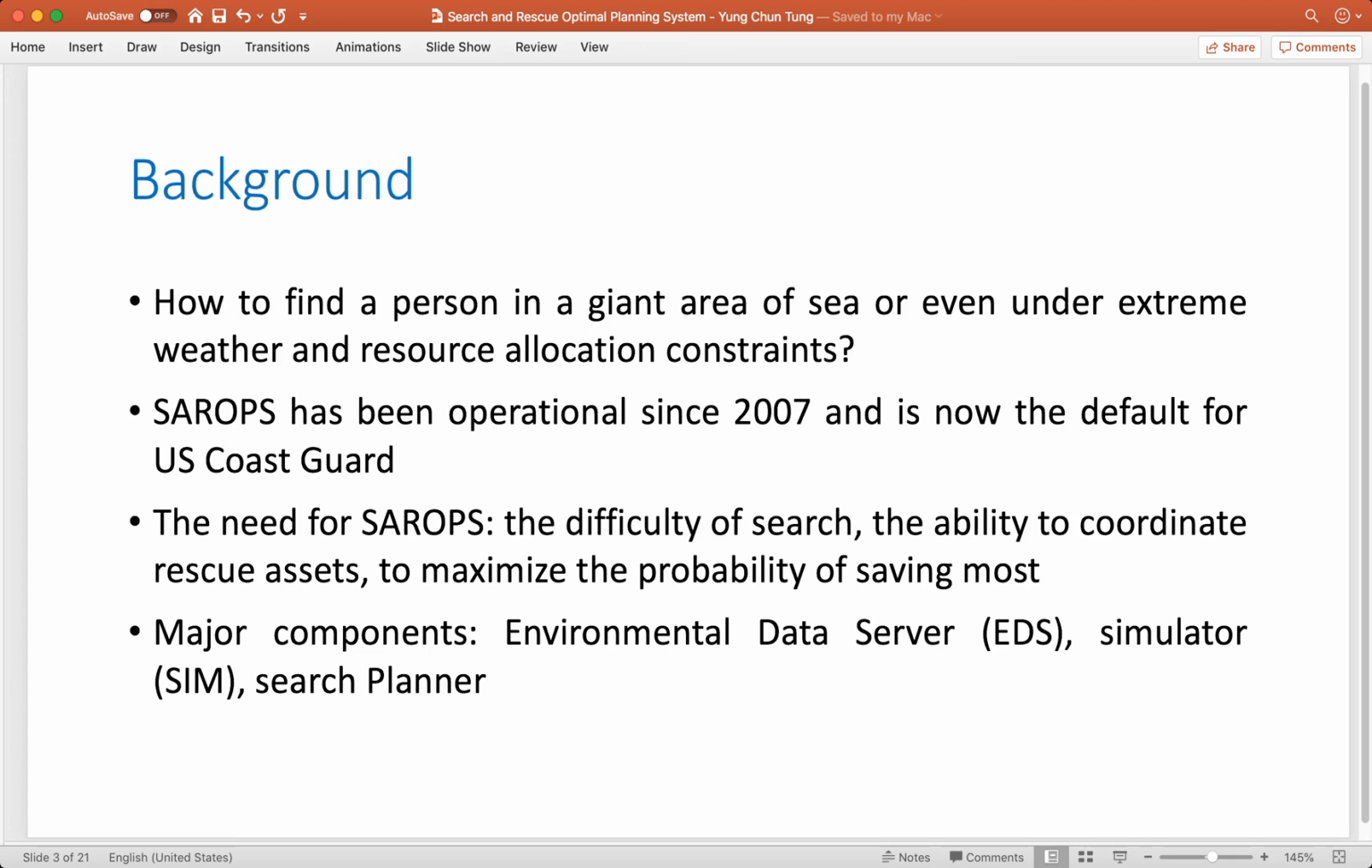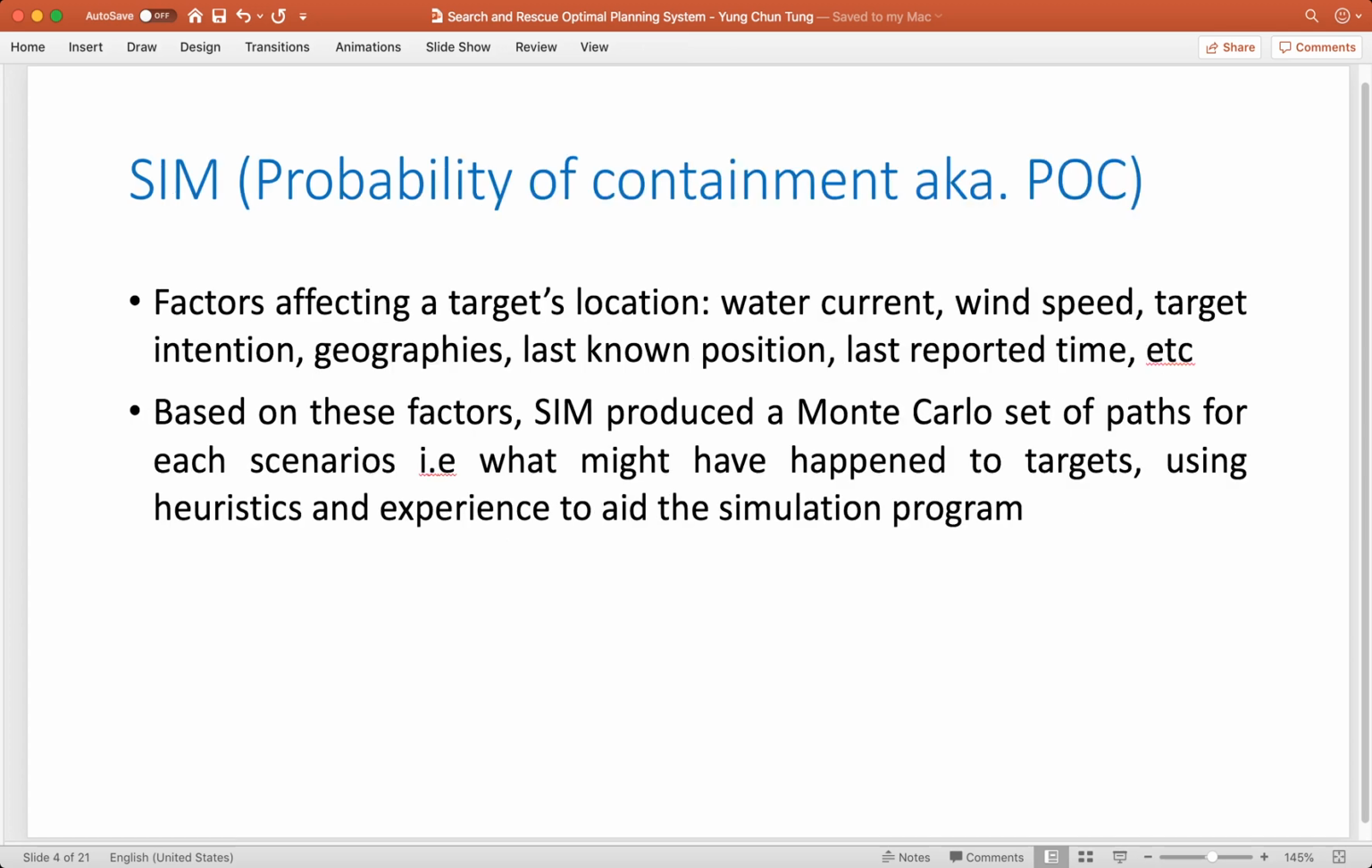The background is very simple since it's very difficult to search for a person on a giant sea. So we need to find a systematic way to do it, and also we need to optimize the rescue assets so as to maximize the probability of saving a life. And the major components, as mentioned, are the environmental data surface, the simulator, the sim, and also the planner.